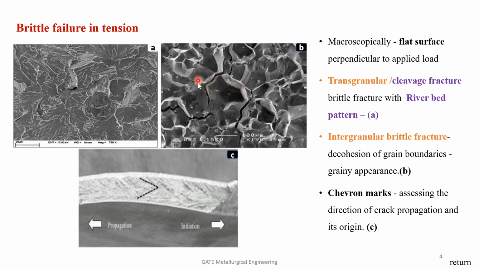And in case of an intergranular brittle fracture, there will be decohesion, that is separating of the grain boundaries, and it will have a grainy appearance, with somewhat rectangular or square shaped grains observed. And such a material surface will also have chevron marks. Chevron marks means these V-shaped markings will be there on the surface. So why do these have these marks? This will help us in assessing the direction of crack propagation as well as the point at which the crack had initially originated. So that is the brittle fracture failure in tension.